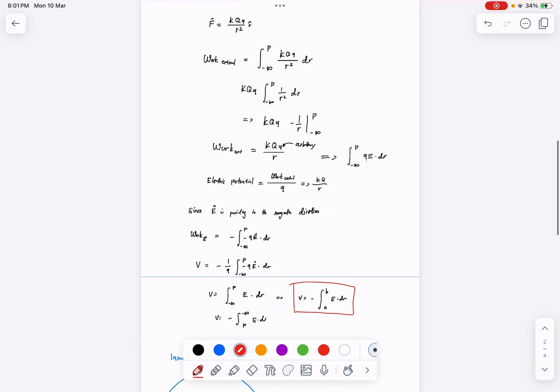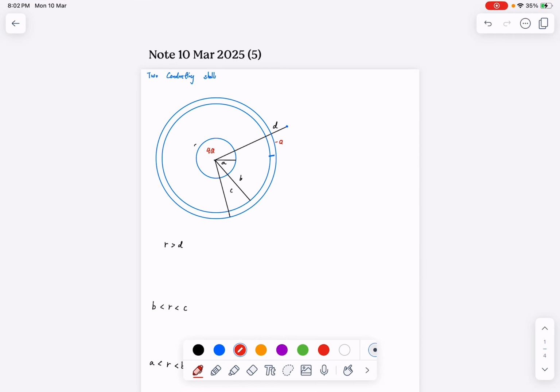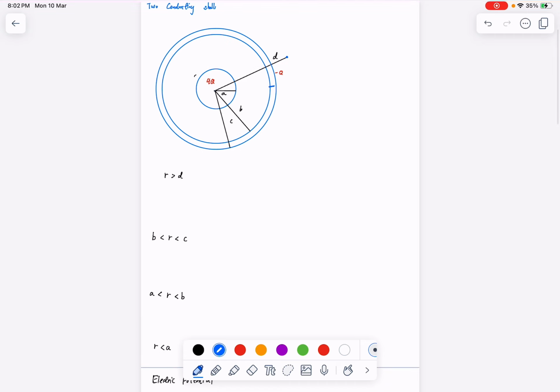So this is the basic definition of electric potential. Now let's talk about conducting shells, because that seems to be a big topic. I'm going to evaluate it based on these four regions. I call this region 1, region 2, region 3, and region 4. So the first region is where r is greater than d.